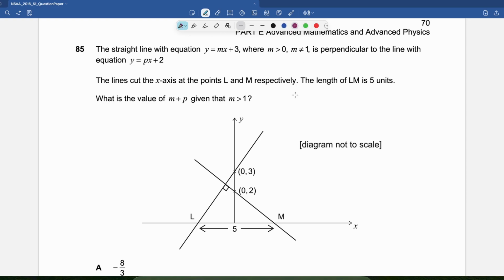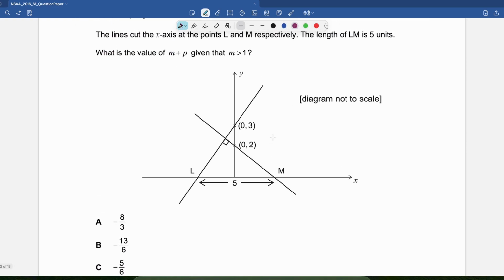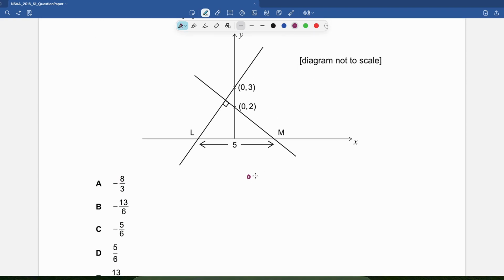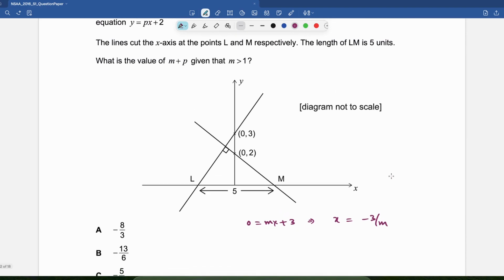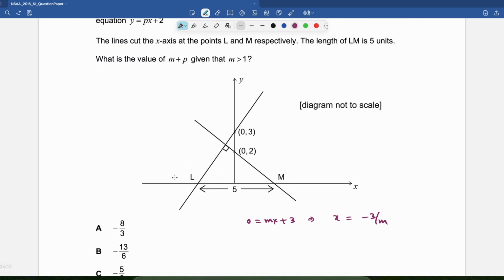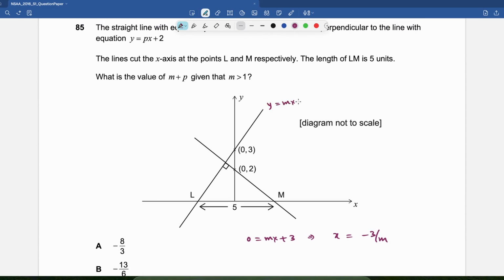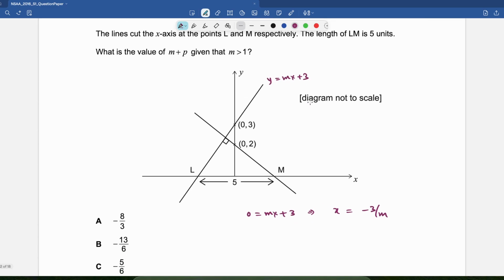This is given as y is equal to mx plus 3. What is the x-intercept here? The x-intercept will be 0 is equal to mx plus 3. So this becomes x is equal to minus 3 upon m. Now m is positive, right? So minus 3 upon m should be negative. That means this was the first line, y is equal to mx plus 3. Okay, that is the line.